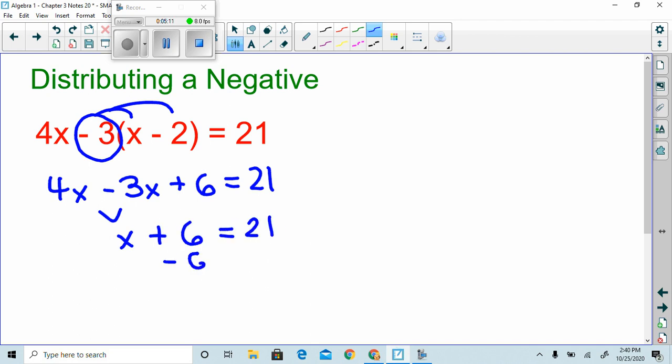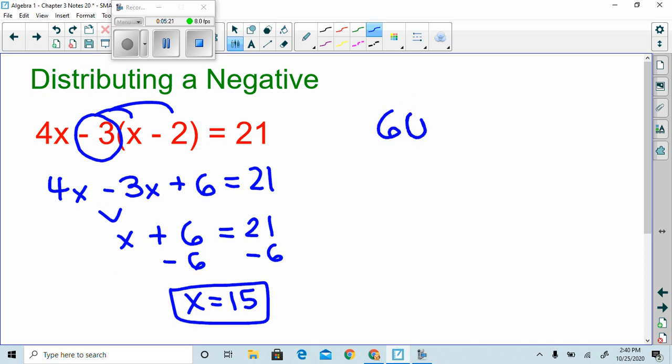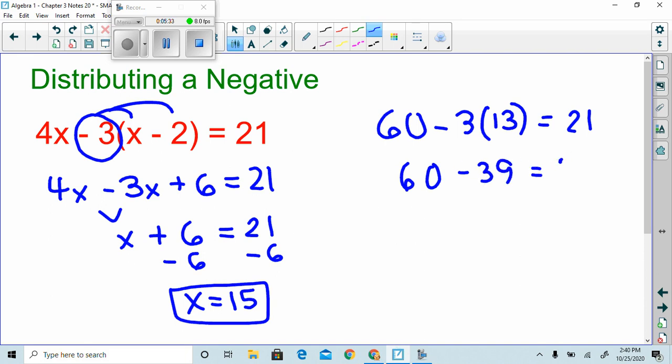Let's subtract 6 on both sides. And the solution, I believe, is 15. So let's see. 15 times 4 is 60. Minus 3 times 15 minus 2 is 13. Does that equal 21? Well, 60 minus 39, it's looking good, gives me 21. So it does check out.